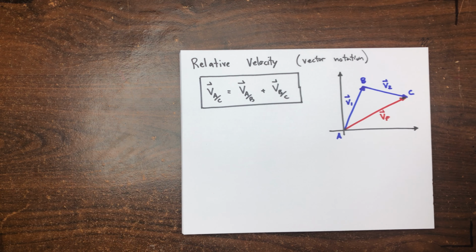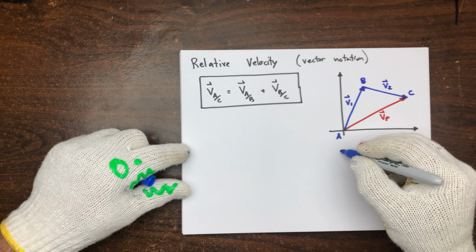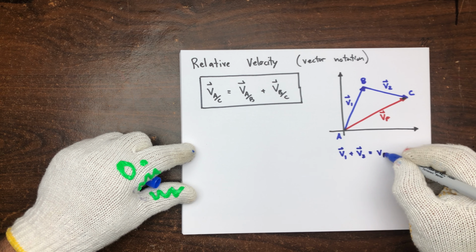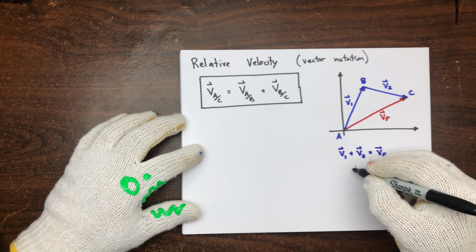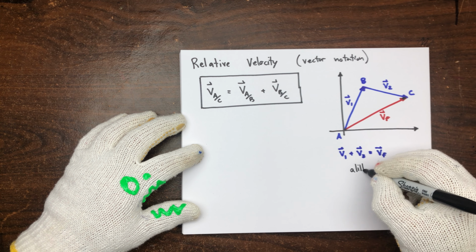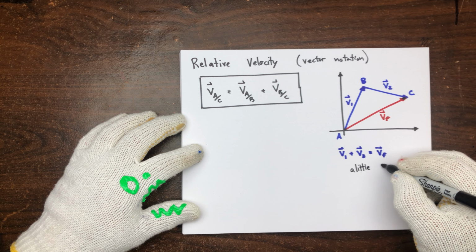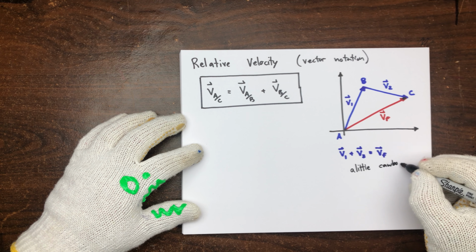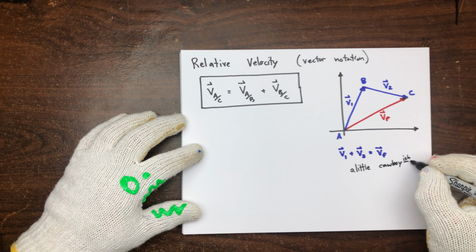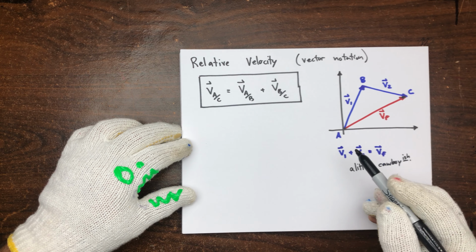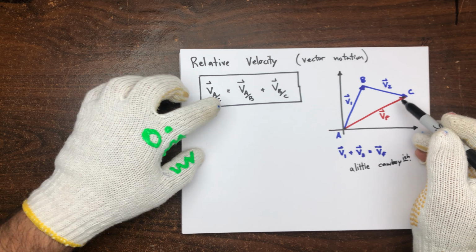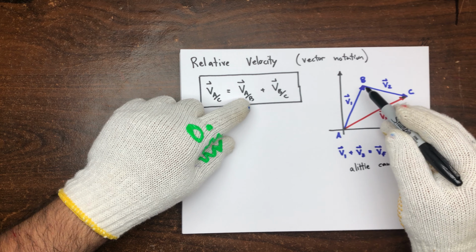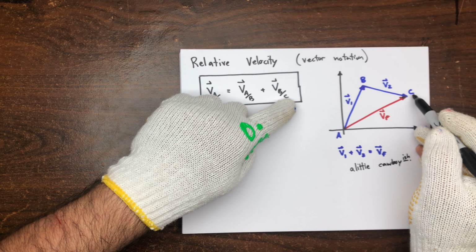And it worked fine that vector 1 plus vector 2 is equal to vector final. But it's a little cowboyish. Okay, this is a formal way of writing it, where we're saying vector A to C is equal to A to B plus B to C.